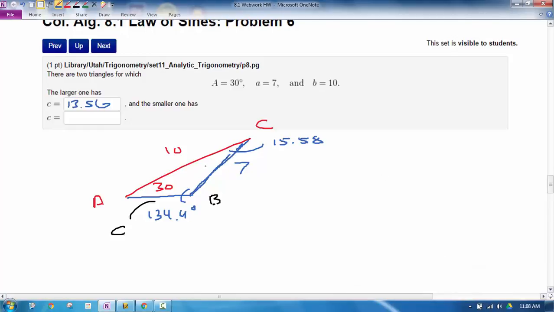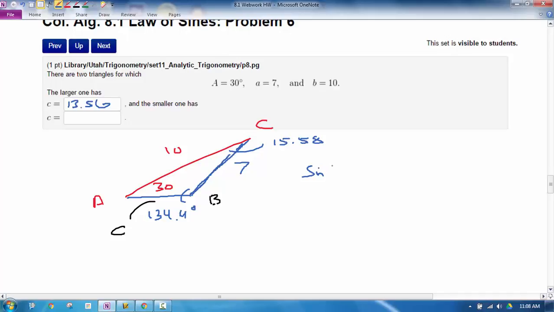Okay, so keeping going with this problem then, what happened was B stays the same, 134.4. C is now shorter, as you can tell. And then if you take 180 minus these two, you get 15.58 up here. So now I can do the law of sines again, keeping these numbers in my calculator, not rounding.